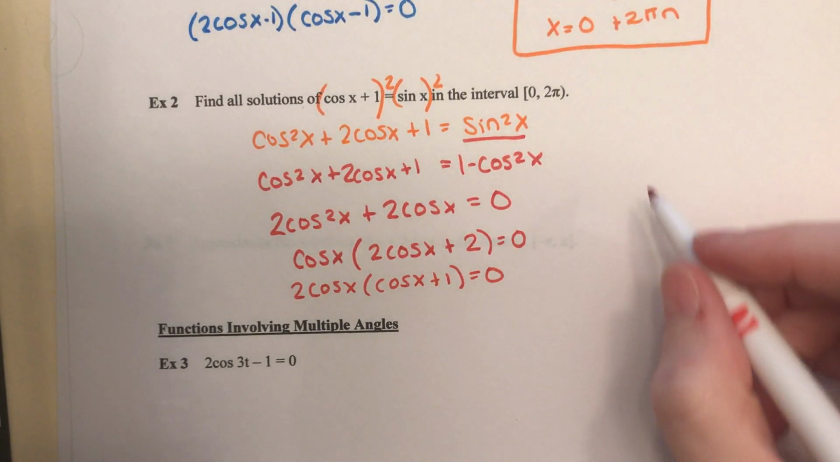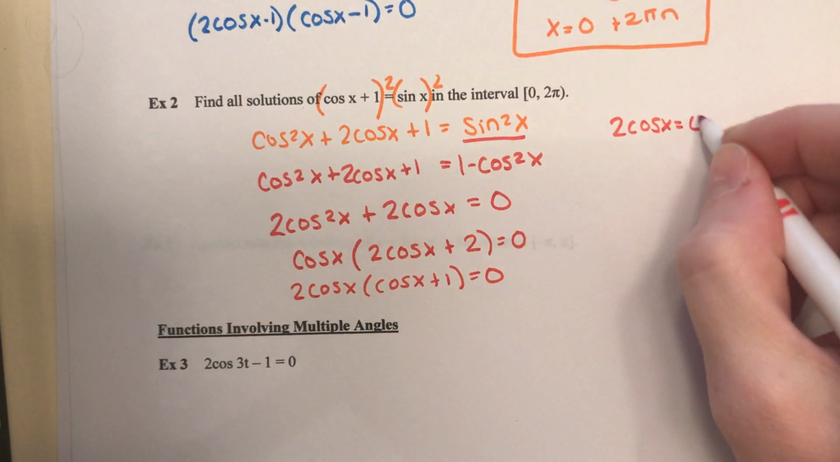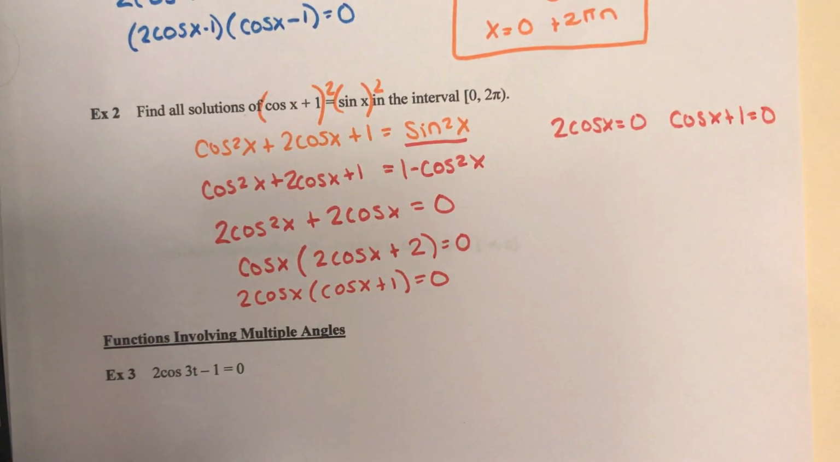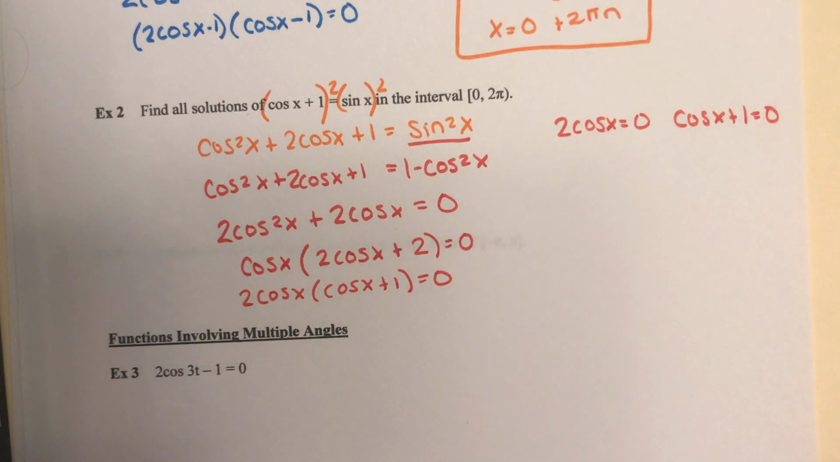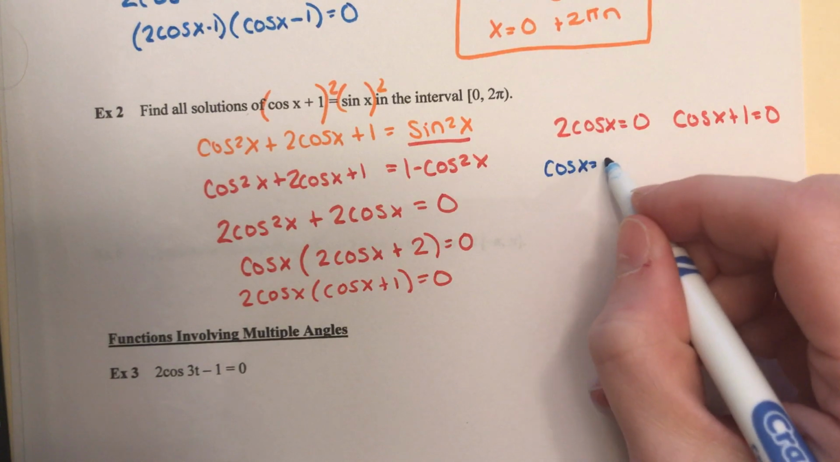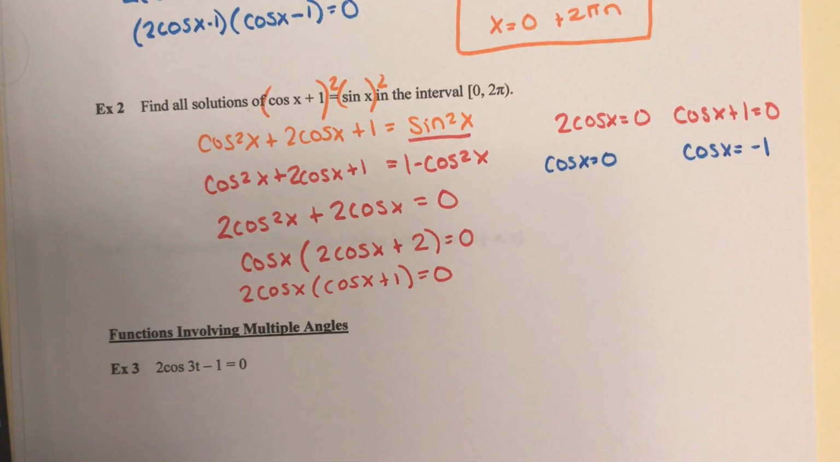So now we're going to set both equal to 0. I'm going to set 2 cosine of x equal to 0. And I'm going to set cosine of x plus 1 equal to 0. And now we're going to solve. So if I divide by 2, I still get cosine equals 0 over here. And over here I would get cosine equals -1.